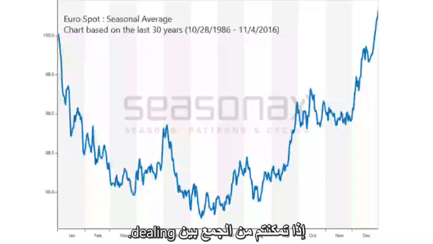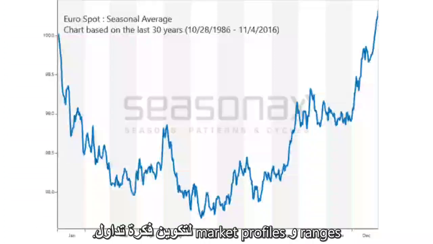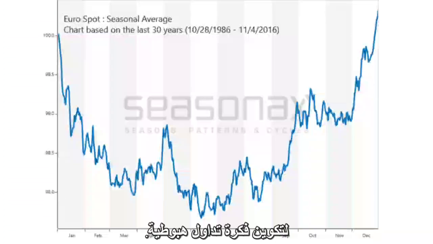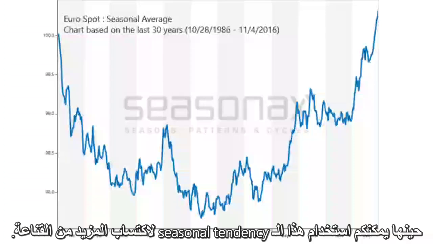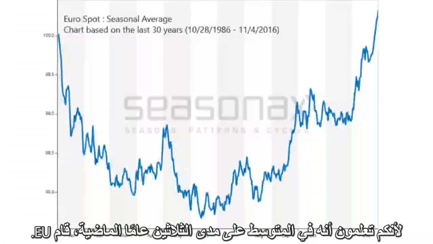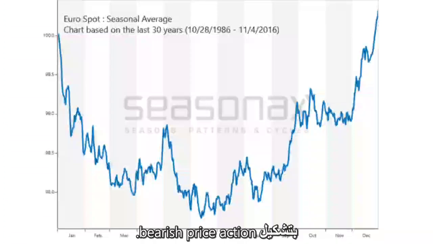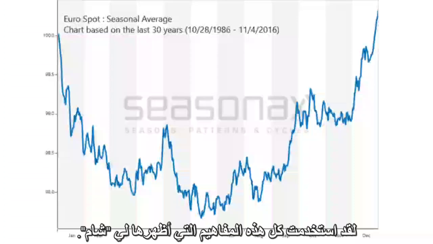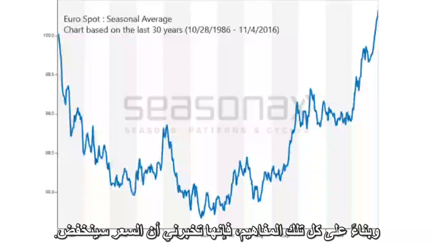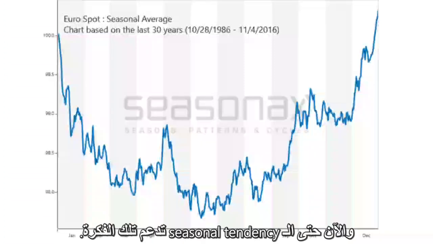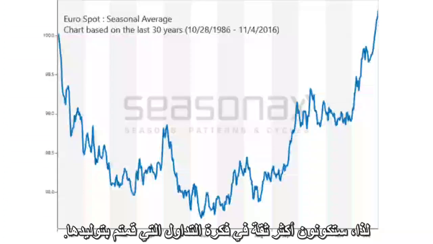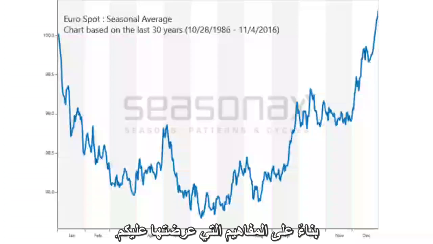If you can combine dealing ranges, key levels, and market profiles to form a bearish trading idea during the months of January to March, then you can use this seasonal tendency to gain even more conviction, because you know that on average over the last 30 years EUR has formed bearish price action. And now this year I've used all of these concepts that Sham has shown me, and based on all of those concepts, it's telling me that price will go lower, and now even seasonal tendency supports that idea. So you're going to be more confident in your trading idea that you generated based on the concepts that I've shown you, right?